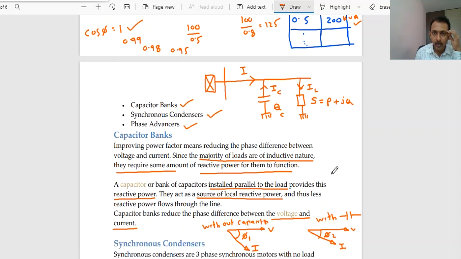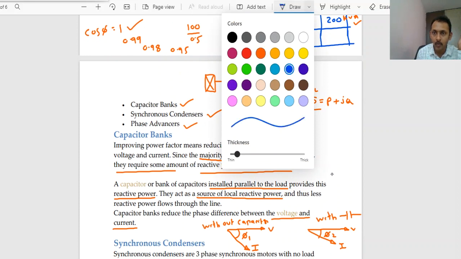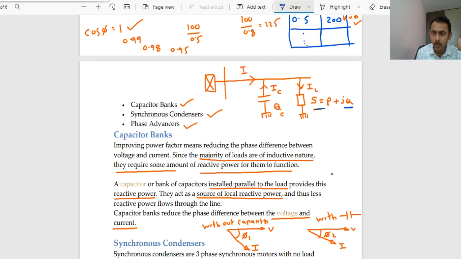How can we achieve that? For example, if you have a load which is demanding S equals P plus jQ, the amount of reactive power required can be provided locally with the help of a capacitor bank, which will be inserted in parallel to the load. This capacitor bank will inject reactive power into the line, so at least some part of the reactive power required by the load is generated by the capacitor bank.